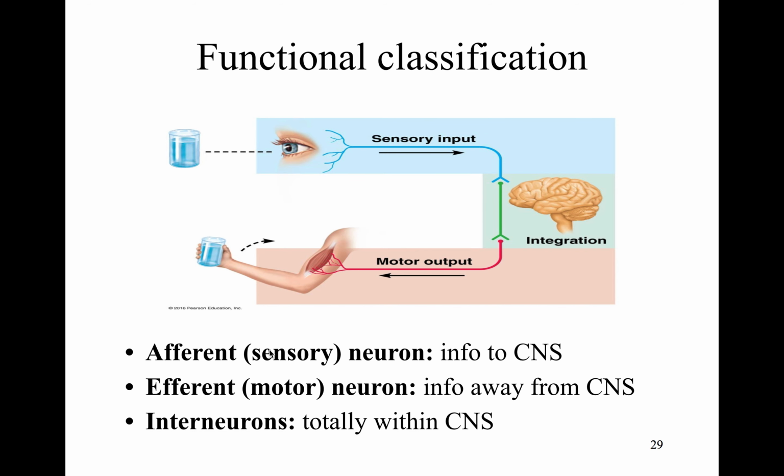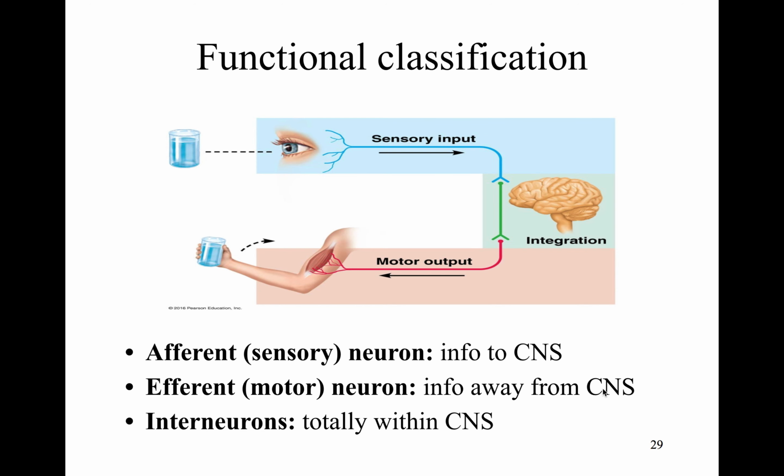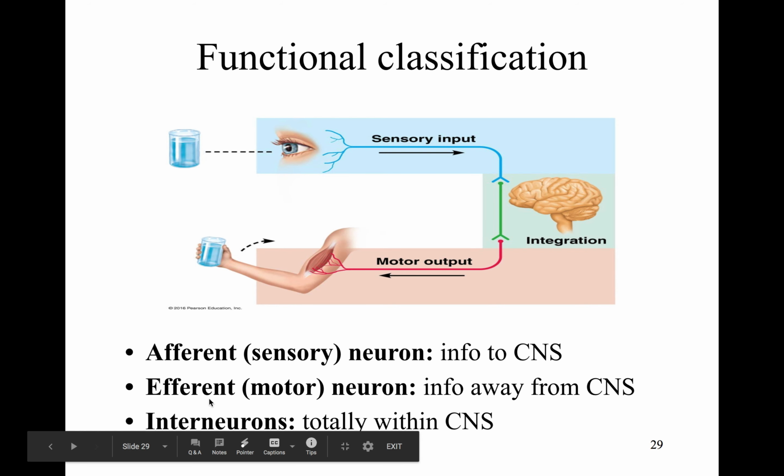So sensory or afferent neurons are carrying sensory information to the central nervous system, and they are typically unipolar neurons. Efferent or motor neurons are carrying information away from the central nervous system and towards those effector organs, and they are typically multipolar neurons. Lastly, we have interneurons or association neurons. Interneurons are communicating in between those sensory and those motor neurons.